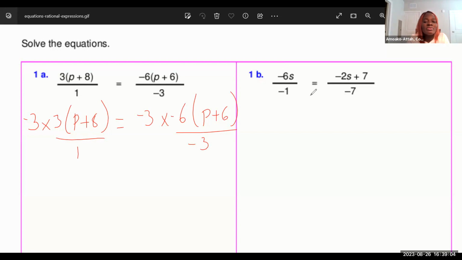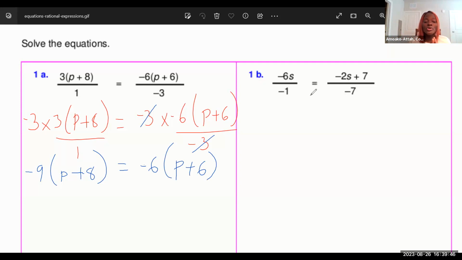We have -3 times 3 to be -9(p + 8) equals, of course, anything divided by 1 is the same thing, right? Then we have this -3 dividing this -3, so we can slash it out. Then -6(p + 6), right? Good. Okay, so at this stage, we have our linear equation now, so we can easily solve it.